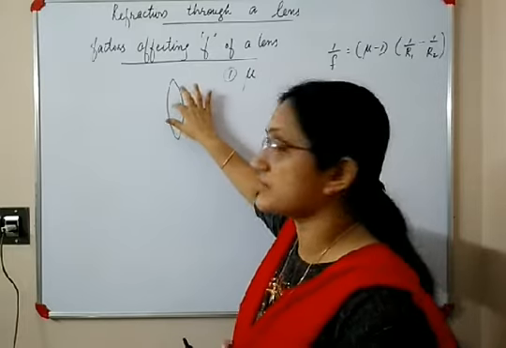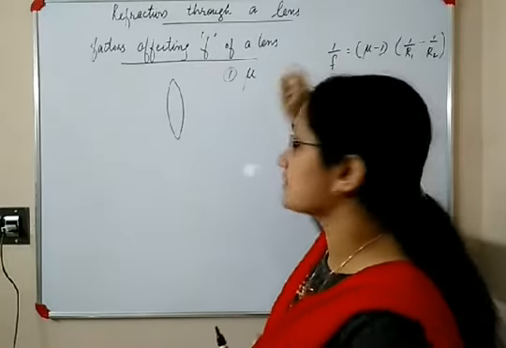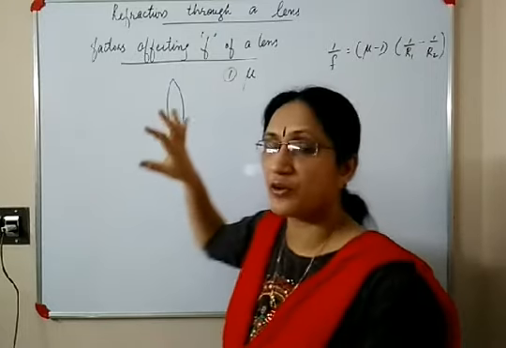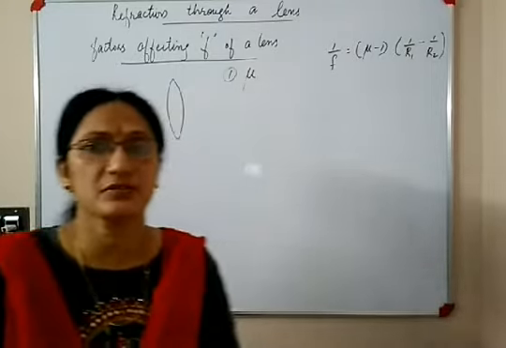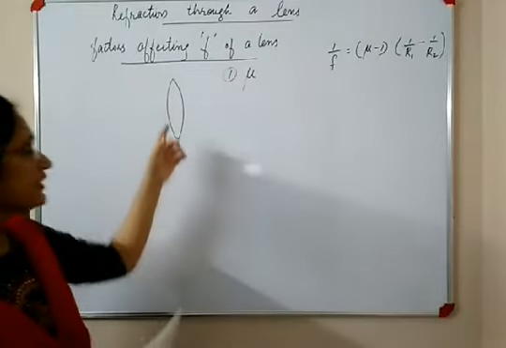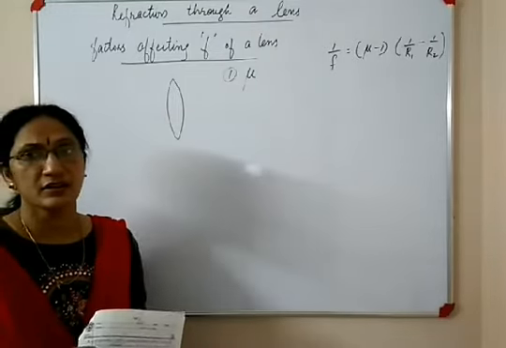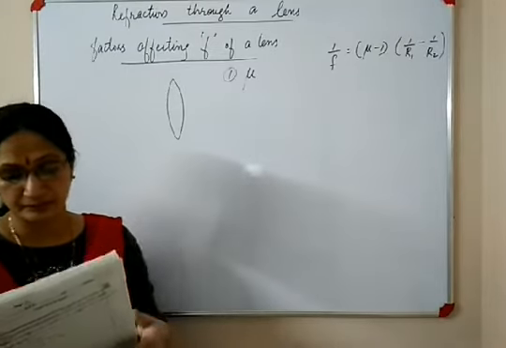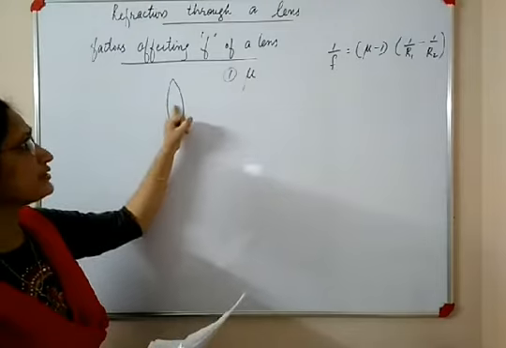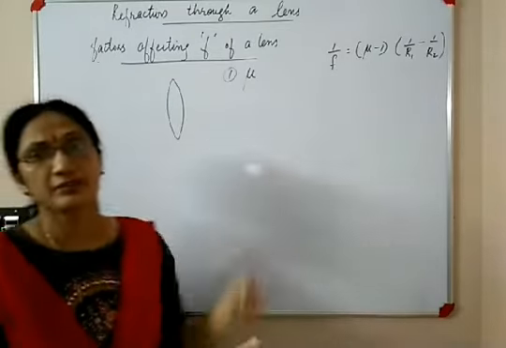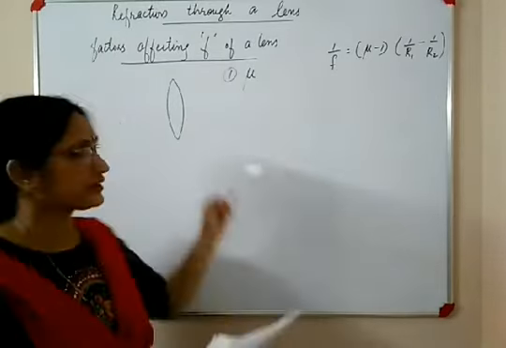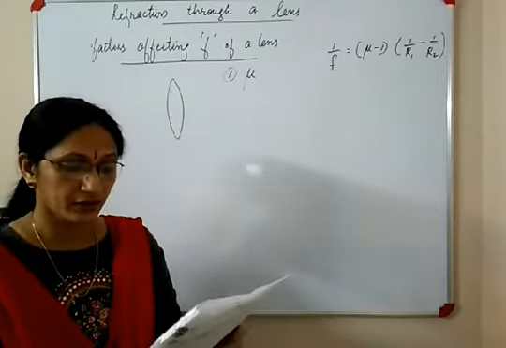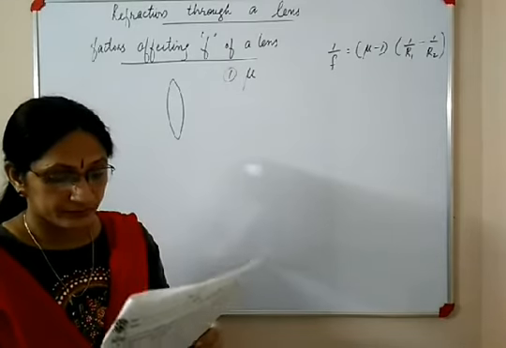High refractive index means the focal length is less. So when the lens is in air medium, its focal length is less because the refractive index is high. When a lens is immersed in water, the refractive index decreases and the focal length increases. So remember, the refractive index of this material with respect to the surrounding medium will affect the focal length.